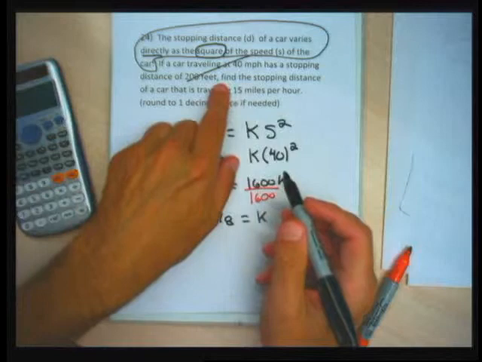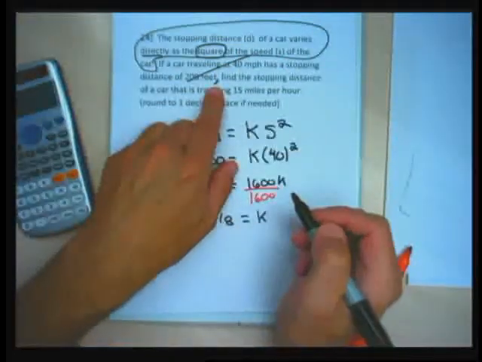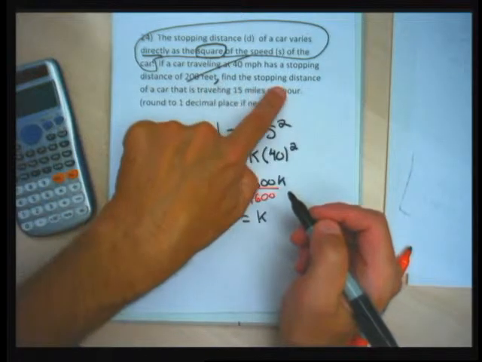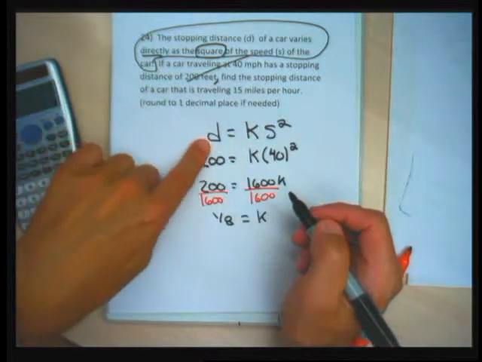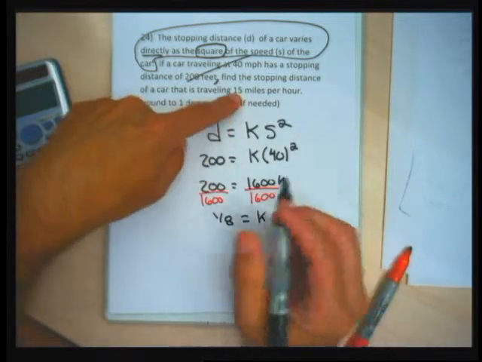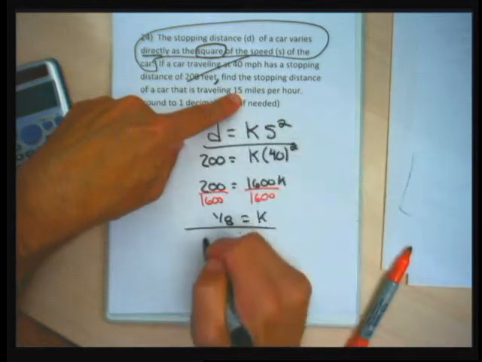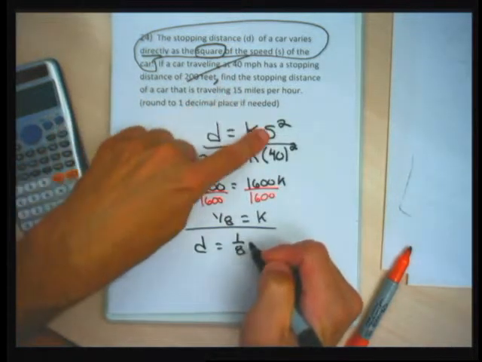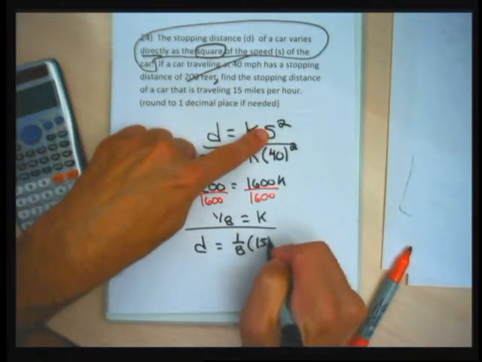Now, I'm done with the first group of numbers. I'm going to the second group of numbers. Find the stopping distance. I'm finding the d, the stopping distance of a car that's traveling 15 miles per hour. So what I'm going to do is solve for d. In for k, I'm going to plug 1/8. And in for the speed, I'm going to put 15 miles per hour.